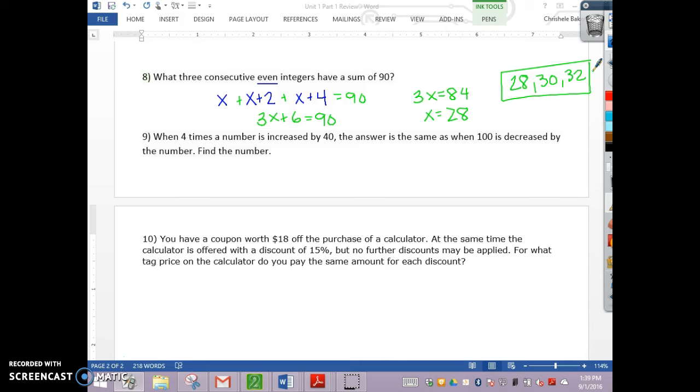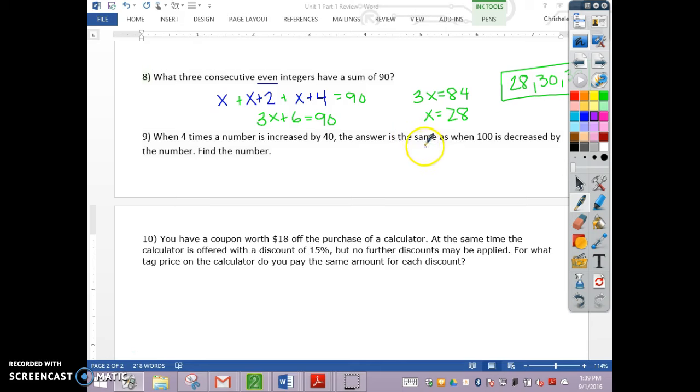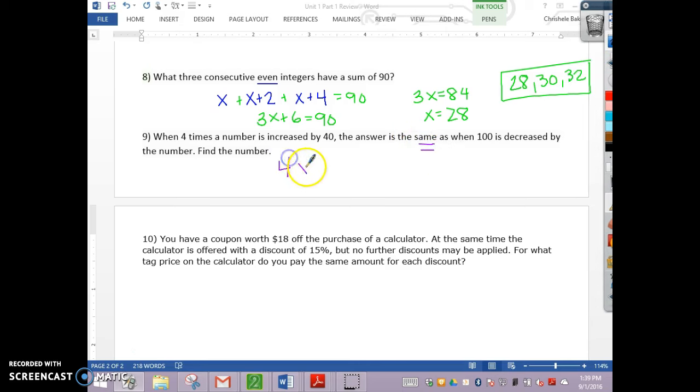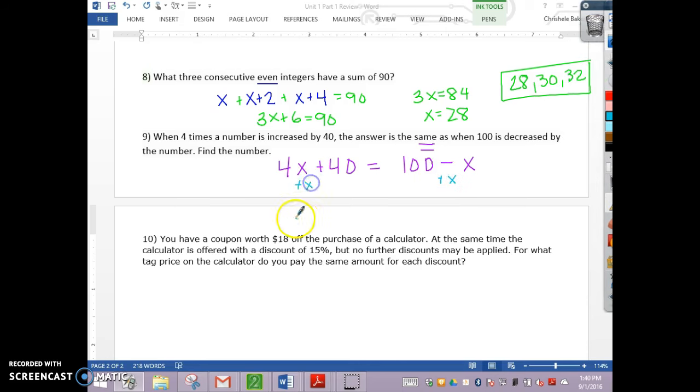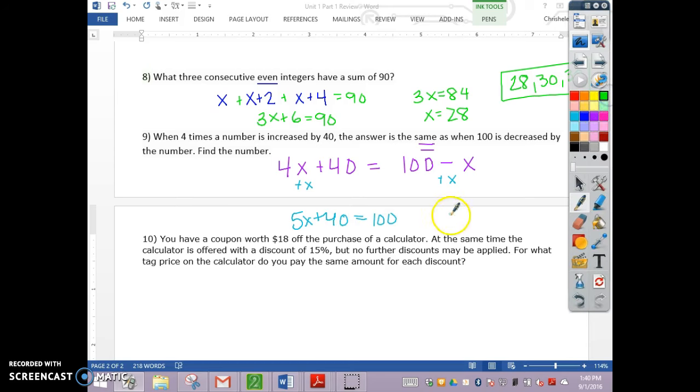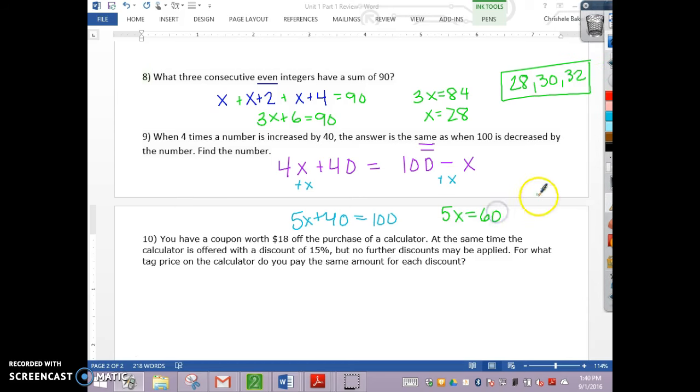Okay? About halfway done. When 4 times a number is increased by 40, the answer is the same as when 100 is decreased by the number. Find the number. The same, that means equals. 4 times a number is increased by 40. It is the same as when 100 is decreased by the number. Let's combine like terms. I'm going to add x to both sides. That gives me 5x plus 40 equals 100. Subtract 40 from both sides. That gives me that x is 12.